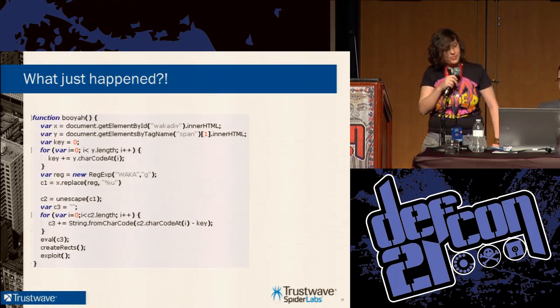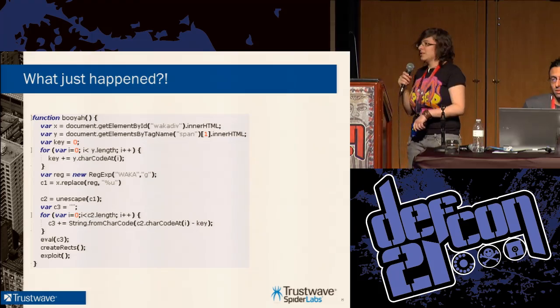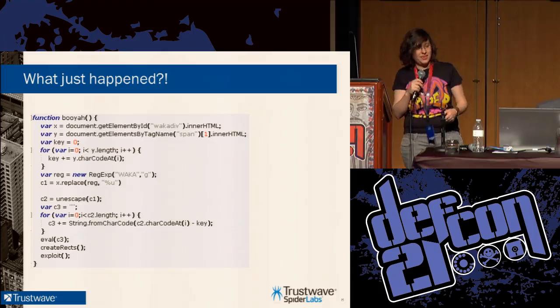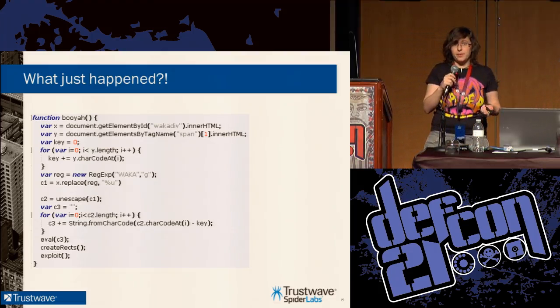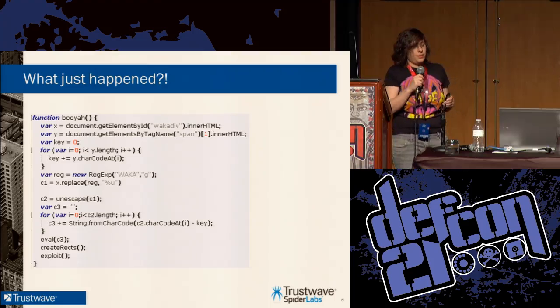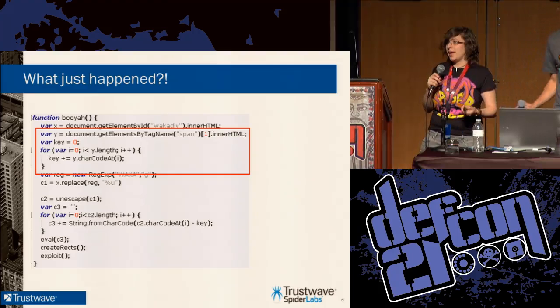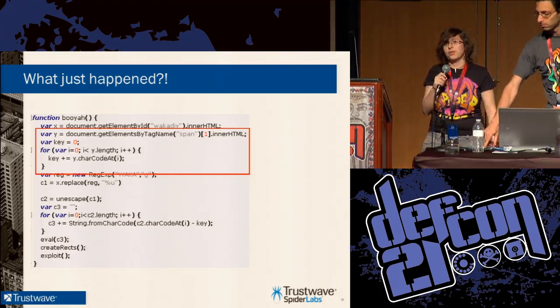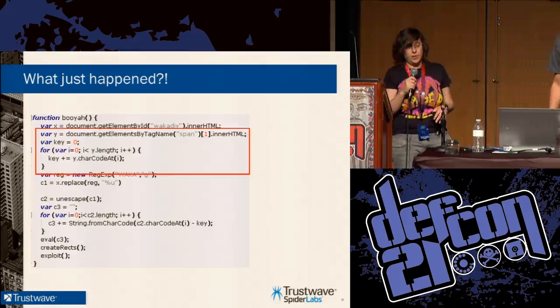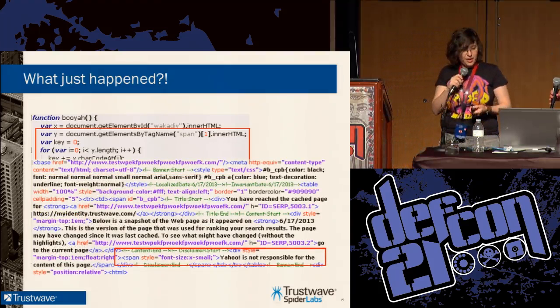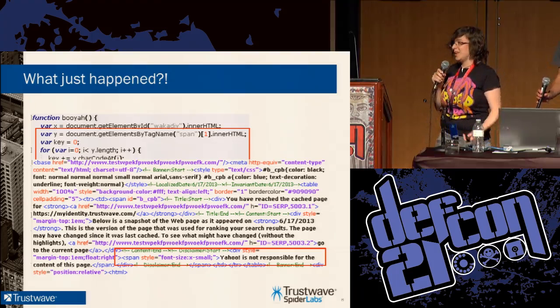All right, so now we're going to take a look at the one part I didn't really explain, and that's the script, the source code behind what happened here. We're going to try to understand what we did. The first thing that the script does is try to access a span tag that exists within the page. Because we're running under Yahoo's cache, the span tag is going to be the following: Yahoo is not responsible for the content of this page.